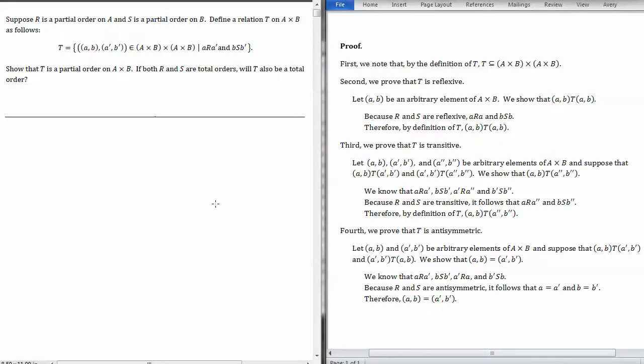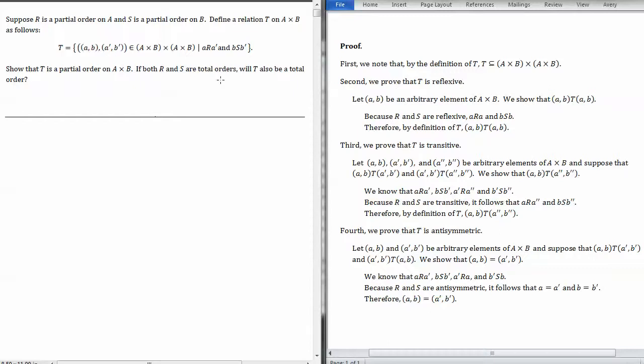Suppose R is a partial order on A and S is a partial order on B. Define a new relation T on A times B as follows. T is going to consist of all the ordered pairs of ordered pairs, where each coordinate is going to be an ordered pair from A times B. And those ordered pairs will be related if their first coordinates are related by R and their second coordinates are related by S. Show that T is a partial order on A times B. And then after that, we'll ask if R and S are total orders, will T also be a total order?